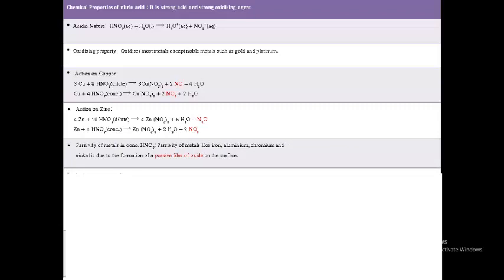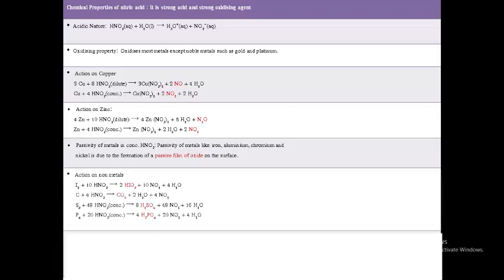Some of the metals are passive towards nitric acid, because when metals like iron, aluminum, chromium and nickel are treated with concentrated nitric acid, they form a passive film of oxide on their surface. Hence, these metals will not further react with concentrated nitric acid. Concentrated nitric acid also reacts with non-metals and oxidizes them.